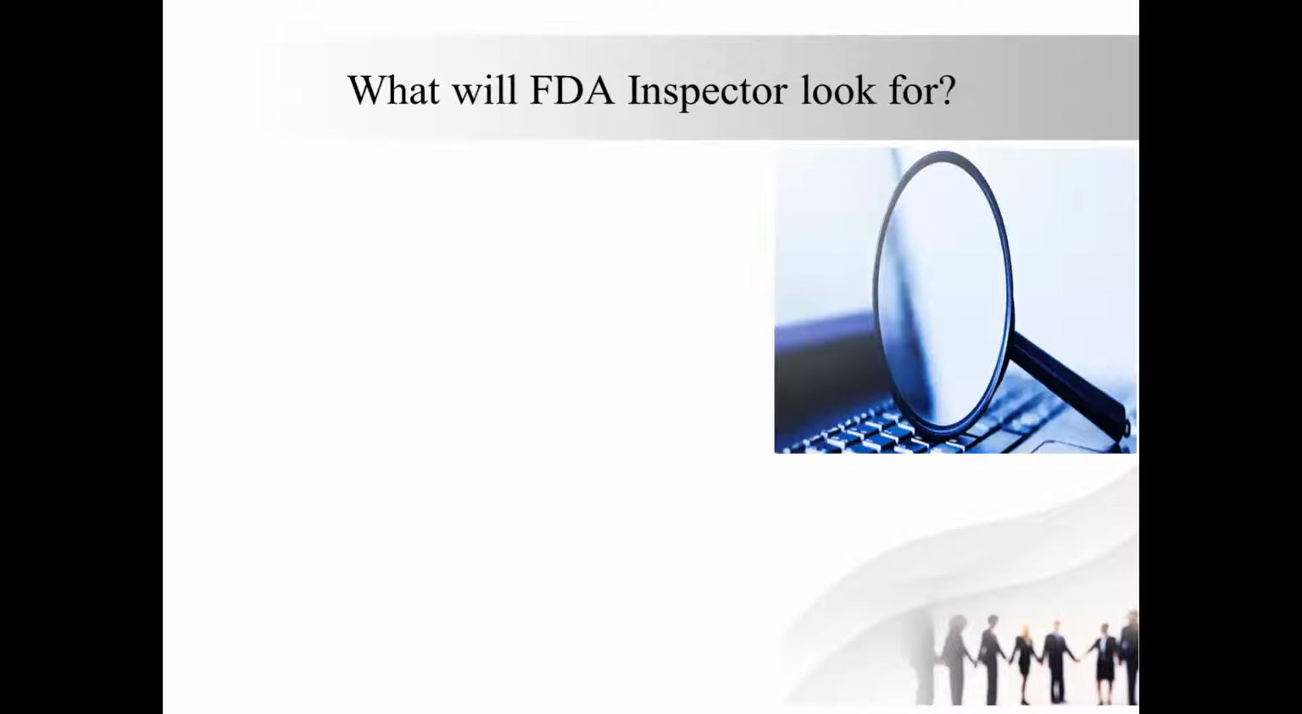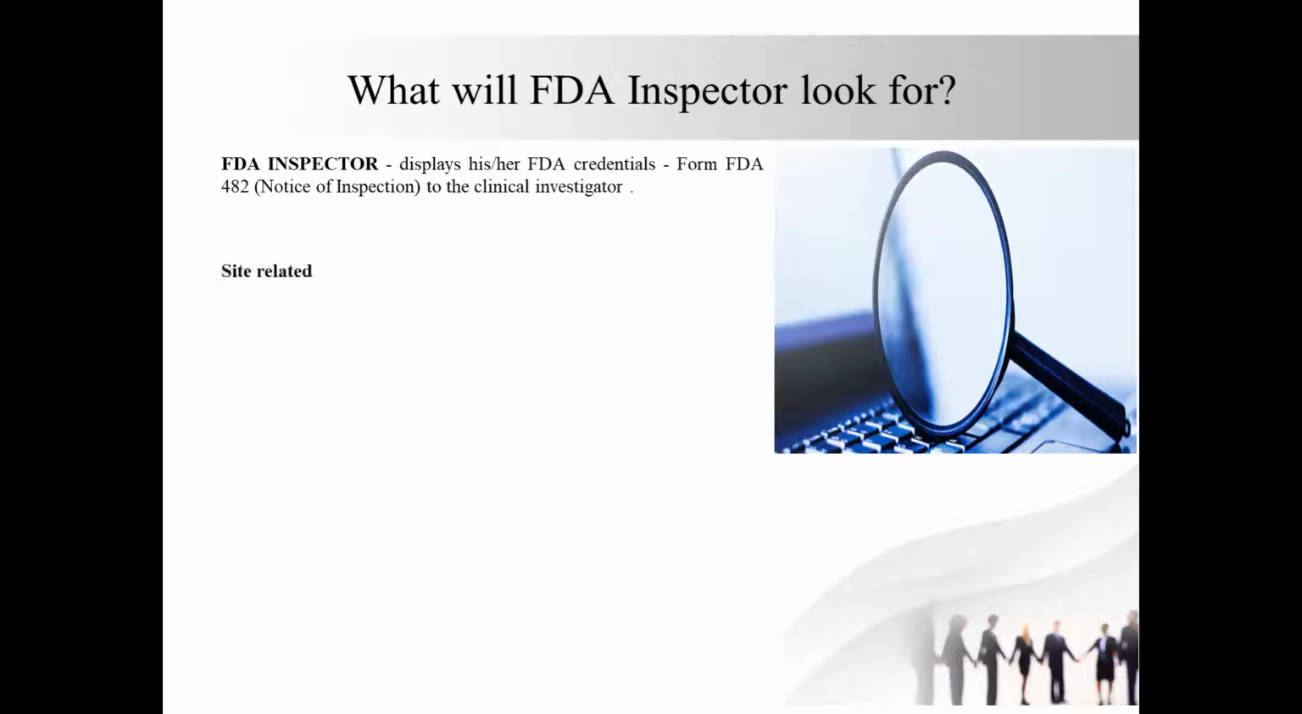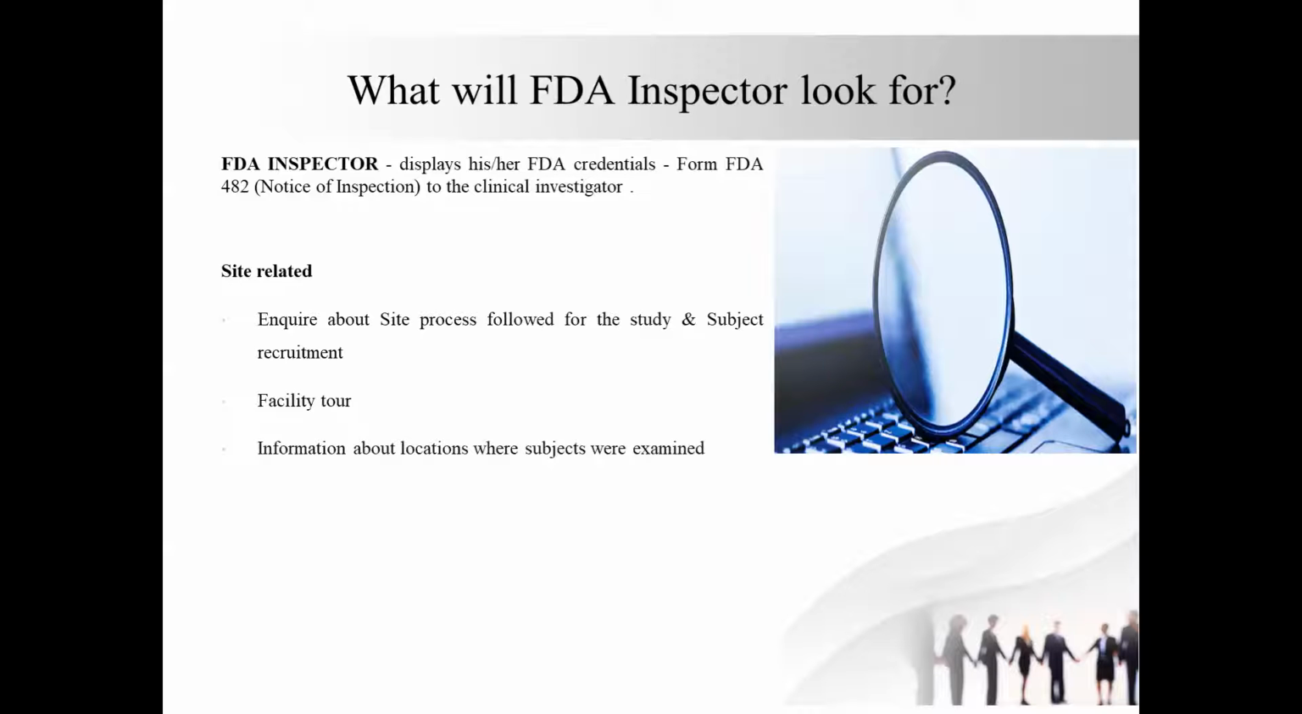And what does the inspector actually look for? As soon as he comes, he displays the FDA 482 form, which is basically the notice of inspection to the clinical investigator, to show that he is the authorized person. Site related, he would like to inquire about the site process for the particular study concerned, how the subject recruitment took place, the facility tour, and information about the locations where the subjects were examined during the trial. He will look into complaints with the use and the handling of the investigational products.